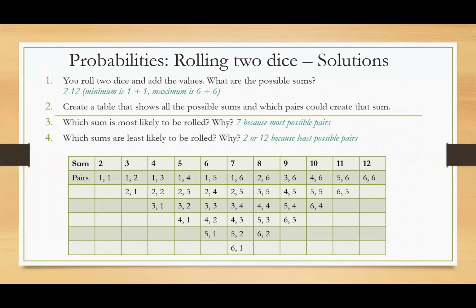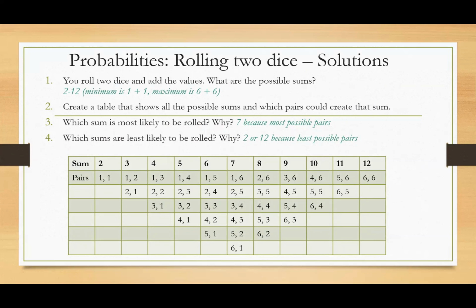And as we move along, we see that 7 has a whole lot of possibilities. You could roll a 1 and a 6, a 2 and a 5, a 3 and a 4, or the reverse of each of those options. So there's tons of situations where you would roll a 7. There's very few situations where you would roll a 2 or a 12. And you can also see that 5 has 4 possibilities, and so does 9.